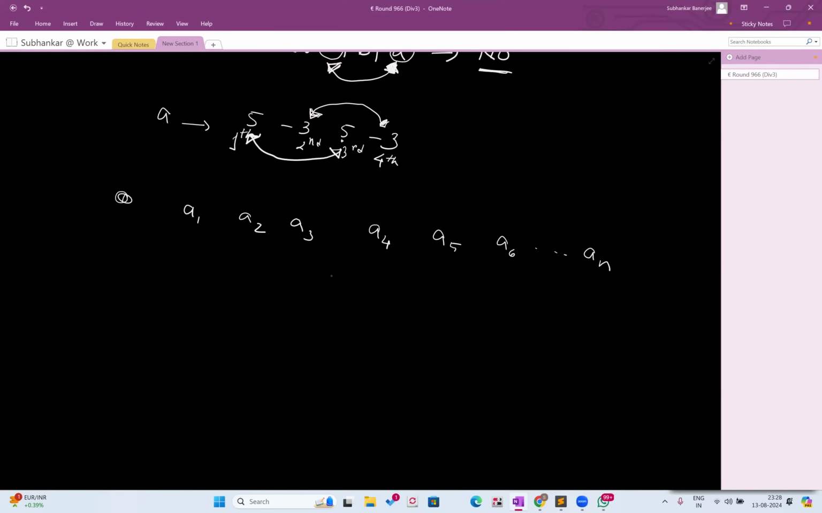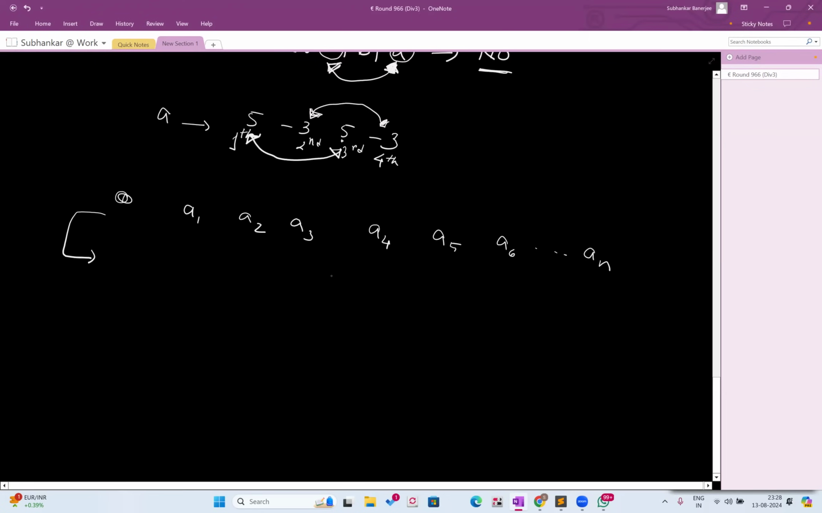Basically, suppose the A1 value occurs at the 1st index. Then suppose the 4th index, so A4 equals A1. If A4 equals A1, I'll just mark it like this, and A6. Then the A1 value occurs in these indexes.